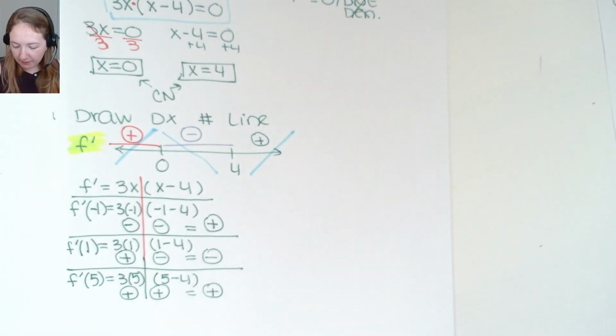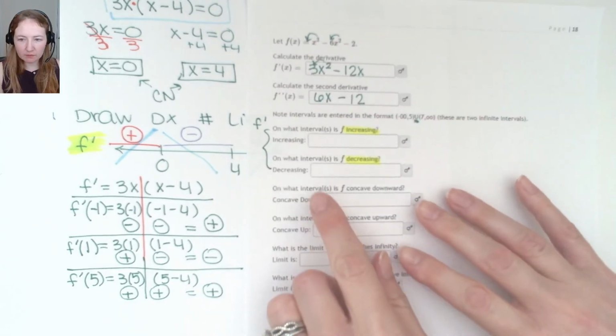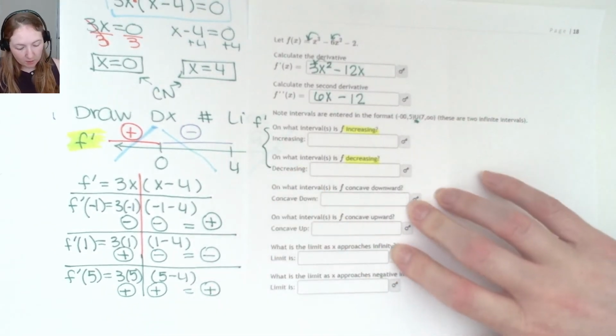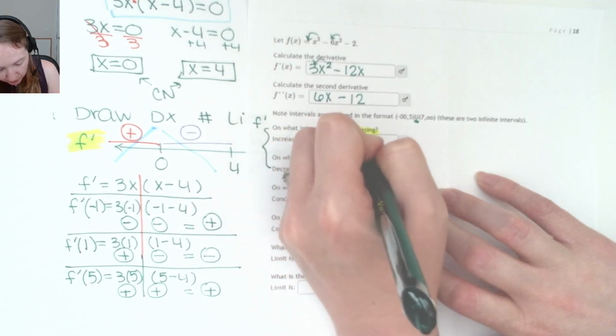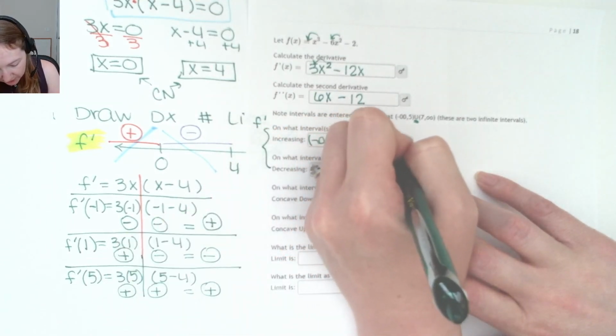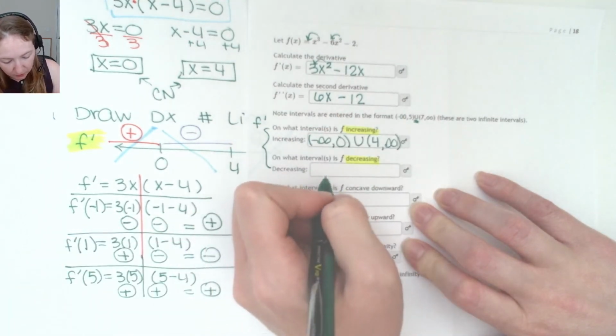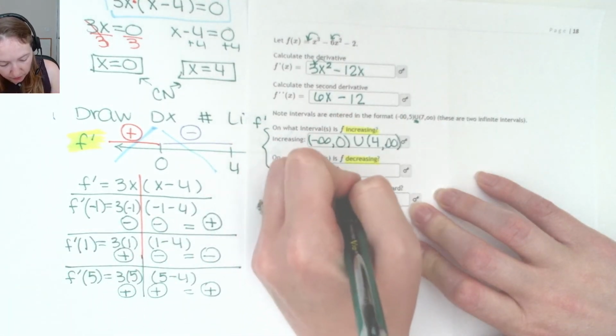So over here on the answers, we would write that the function is increasing from negative infinity to 0, union 4 to infinity, and then it's decreasing from 0 to 4.